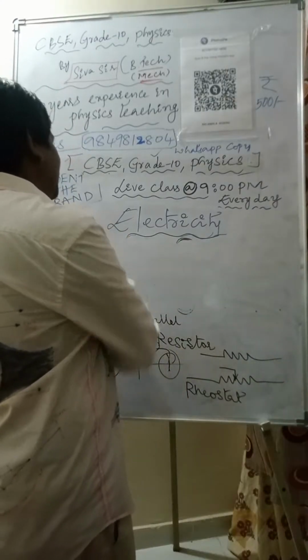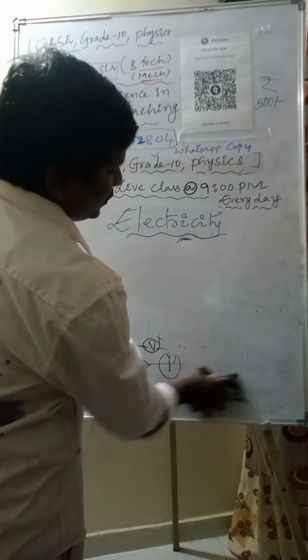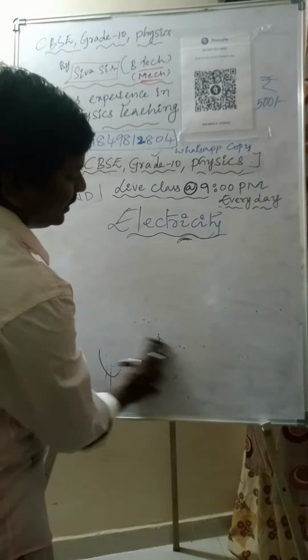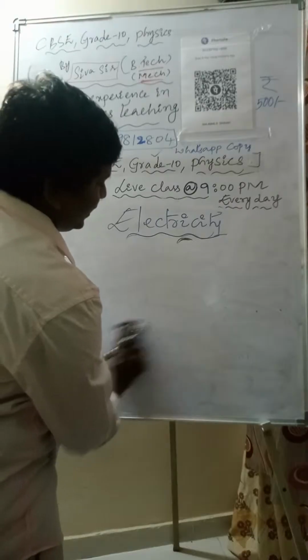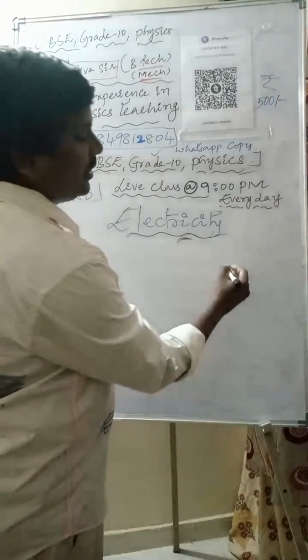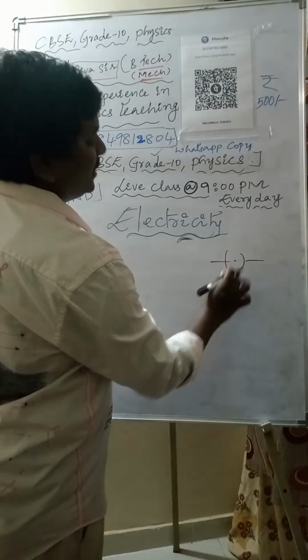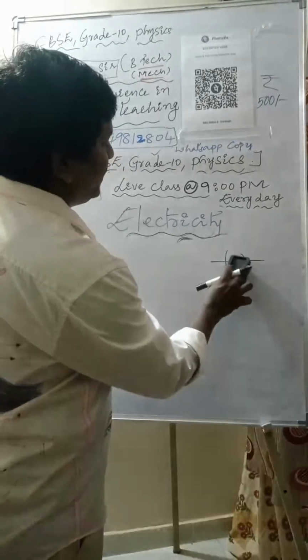When it comes to the circuit, if the dot is not there, that is an open switch. If the dot is there, that is a closed switch. So if you are taking the dot, this is a dot. If the dot is there, this is a closed switch. If the dot is not there, that is an open switch.